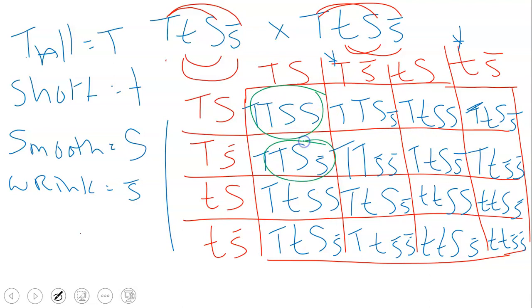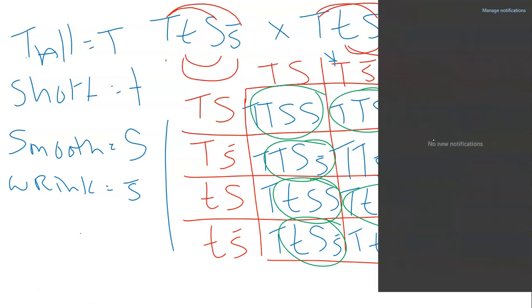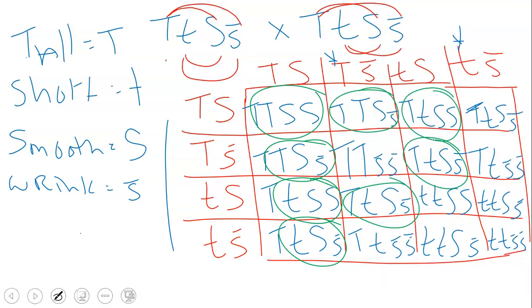This is a tall smooth. Tall smooth, tall smooth, tall smooth. Nope. Tall smooth. Nope. Yep. Tall smooth. Tall smooth. Nope. Nope. Yes. Tall smooth. Oh, hold on. Yes. Tall smooth. Nope. Nope. Nope. Okay. Let's count them up.